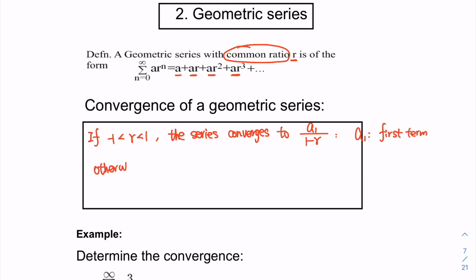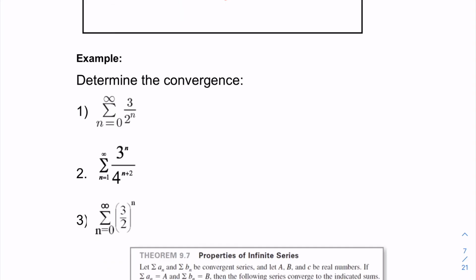Otherwise, the series diverges. So if you can claim the series is a geometric series, then it will be so much easier to solve the limit and to identify if the series will converge and also what the series will converge to. This is the sum. Let's have a look at example 1.